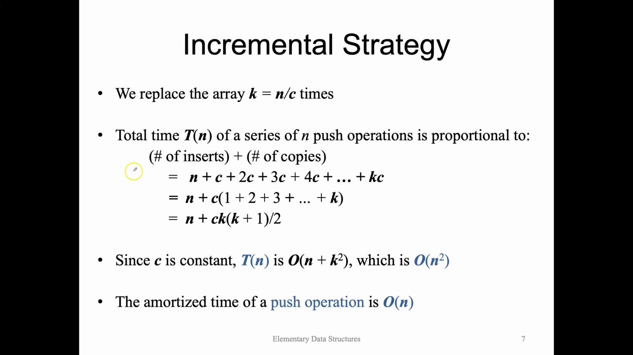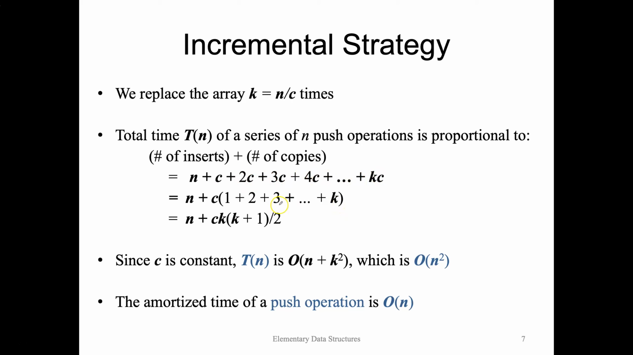Okay, so this is the total number of operations we incur, the number of inserts plus the number of copies that we had to make, copying from our old array to our new array. Now we can factor c out of this right side sequence. So we have c times 1 plus 2 plus 3 plus 4 all the way up until k. We've just factored c out of this.